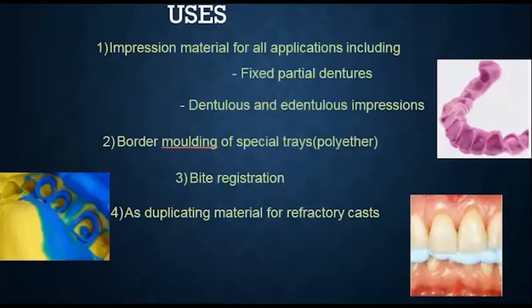Coming to uses, impression materials can be used for fixed partial dentures, and in dentulous and edentulous areas, you can make use of elastomeric impression materials. Then they are used for border molding of special trays, especially polyether, then for bite registration. So this is the bite registration. And as duplicating material for refractory casts, you also use elastomeric impression materials. So generally they are used for making impressions of the fixed partial denture, for bite registration, for border molding, and finally as duplicating material.